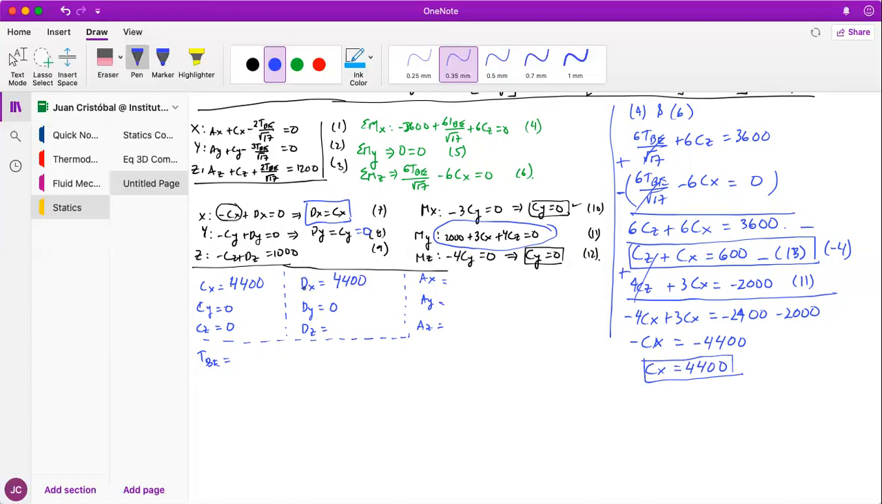Good. What else? What about DC? Do I know DC? Okay, but look at it. I already have CX, so I can go back to 6 and try to finish that one up, okay? So that's what I'm gonna do. If I put that thing there, I will have minus 6 TBE square root of 17, oops, minus 6 times the 4400, horrible, but that's the way it is. The 6 just goes out. I'm dividing everything by 6.